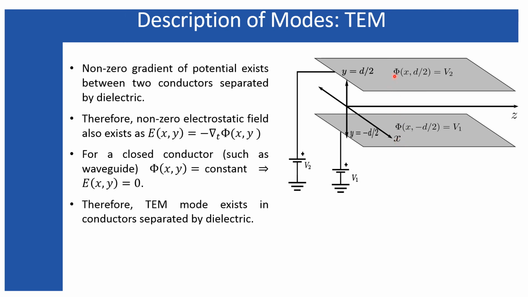For a closed conductor, you cannot establish two different voltages for two different planes. That means for the top plane you cannot specify V1 and V2, and for the bottom plane you cannot specify V1, because once you connect one voltage source at one of its planes, since the conductor is closed, the entire conductor will be at the similar potential. So for a closed conductor, the potential is either constant or zero. If it is constant, the gradient will produce zero electric field. So the transverse electric field for the closed conductors is going to be zero.